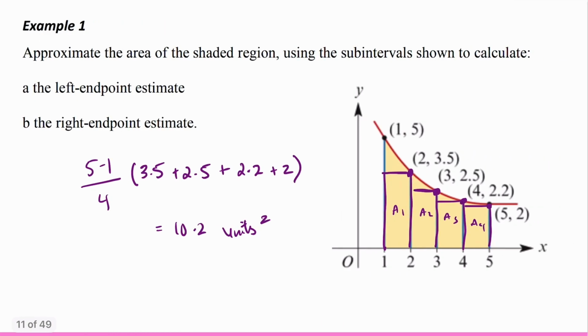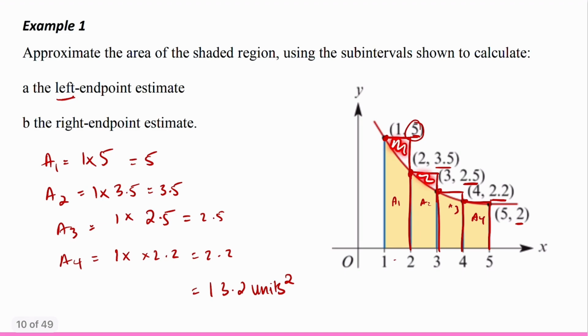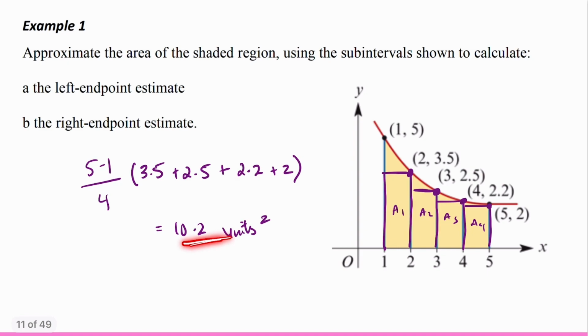Now, you can see that this is less than the previous one because this is an underestimate. I've got all of this extra area here that I have not accounted for. Whereas in this question, I've got this extra area here, which I have added, and that's why that number is a lot larger than this one. But for the most part, they're both good estimates for us to use. And that's the end of exercise 11A.